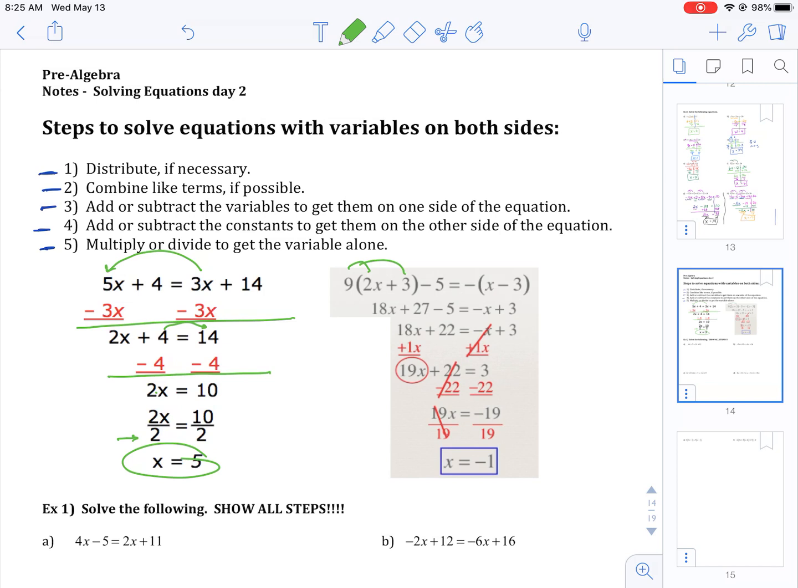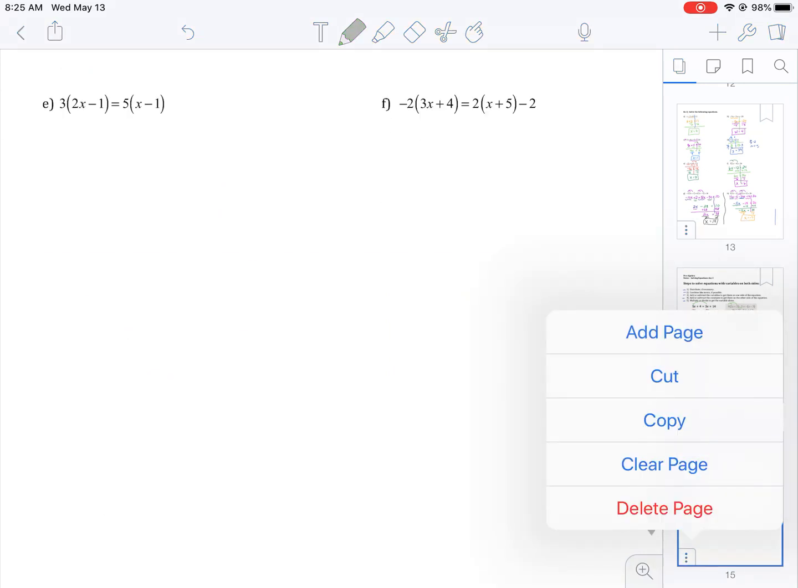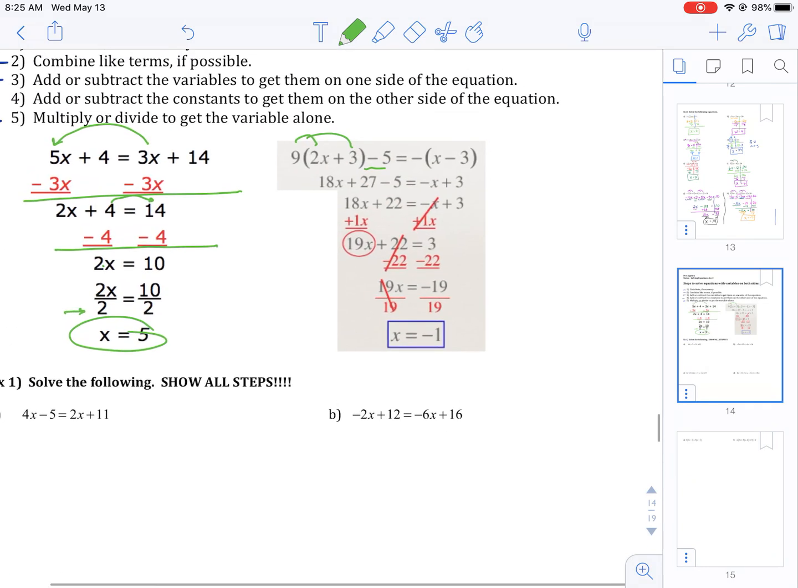The example on the right, again, first thing we have to do since there are parentheses is we need to distribute, so we get 18x and then plus 27, and we still have that minus 5. Remember here there's really a negative 1 in front. So we're distributing a negative 1, so that gives us a negative 1x, and then a positive 3 because two negatives gives you a positive. Again, use those calculators if you need to.